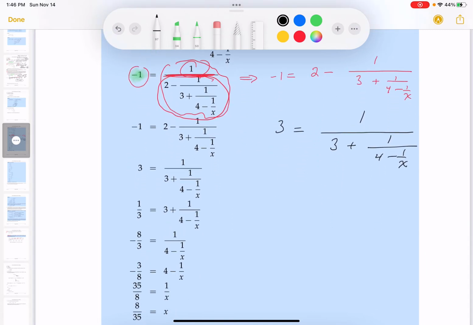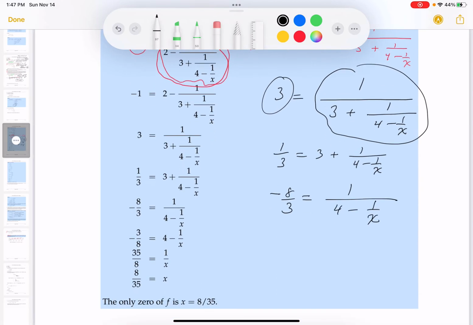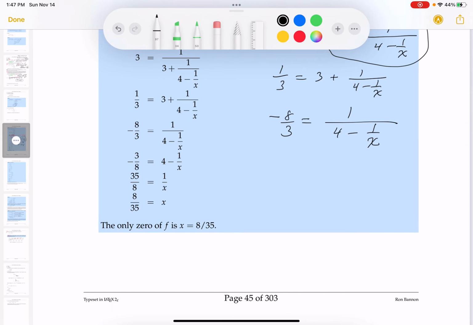What I've got to do now is reciprocals again because it works so nicely. So I would get 1/3 equals the reciprocal of this side, which is really simple: 3 plus 1 over 4 minus 1 over x. I'm going to subtract 3 from both sides. That's going to give you -8/3 is equal to 1 over 4 minus 1 over x. Now I'm going to take the reciprocal of both sides again, so you get -3/8 is equal to 4 minus 1 over x.